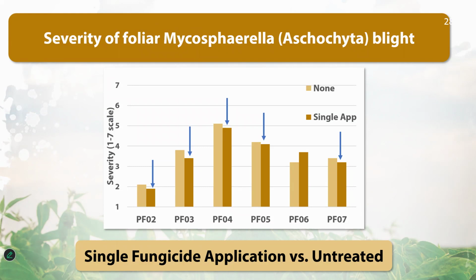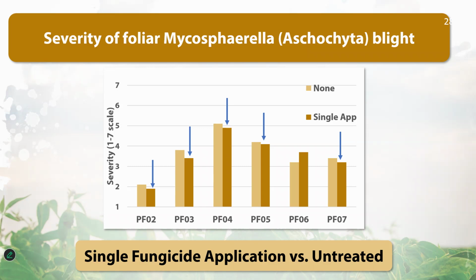In this graph, on the vertical axis on the left is the disease rating severity scale of 1 to 7, where 7 is most severe symptoms and 1 is least severe symptoms. And on the bottom of the graph are the different trials, each with a pair of light and dark colored bars. For these paired bars, the lighter colored bar on the left is peas with no fungicide, or untreated, and on the right, the darker bar is peas with a single application of fungicide.